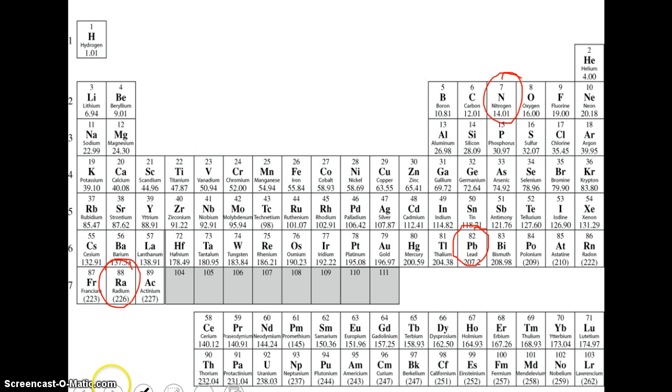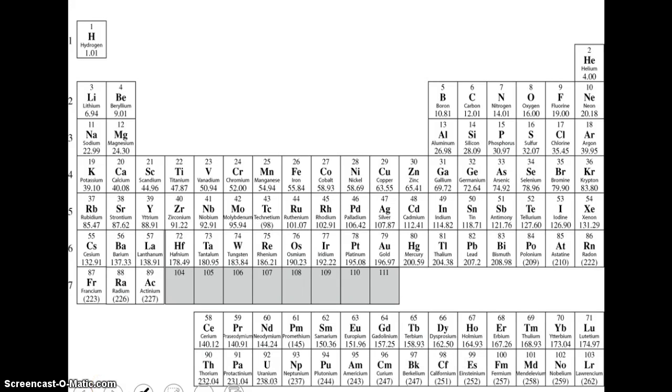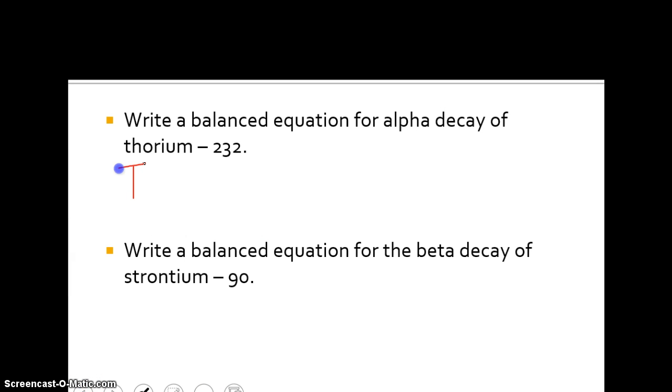Okay, we're going to do 2 more examples. We're going to write a balanced equation for the alpha decay of thorium-232. So first you should find thorium on the periodic table. Thorium is right here. It is number 90. So we're going to start with writing the symbol. The 232 goes on top and the 90 goes on the bottom. And it's decaying by alpha.